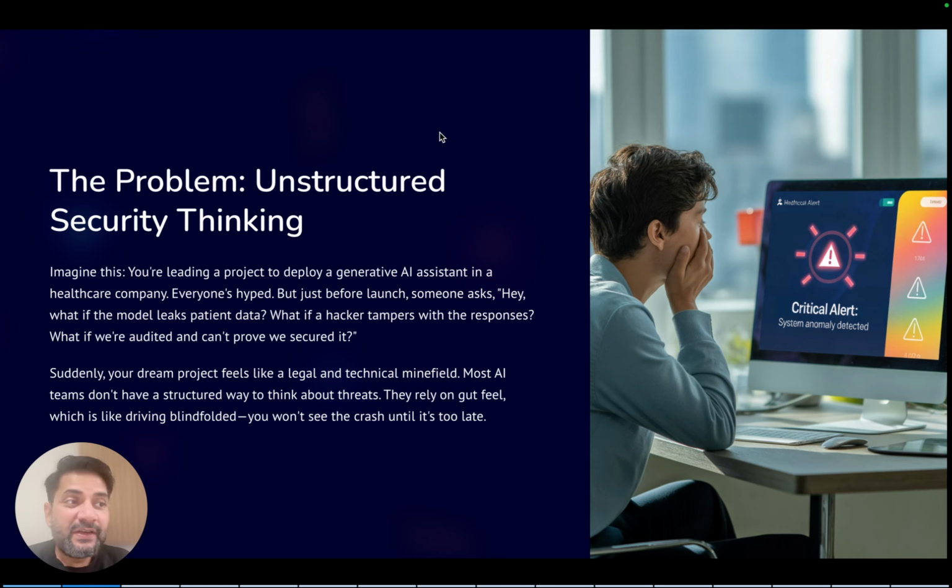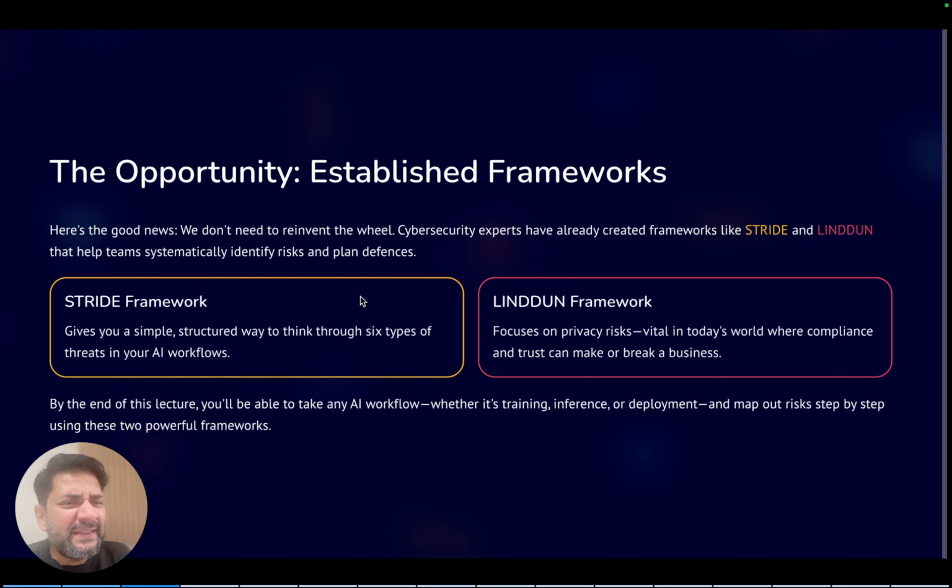Most AI teams don't have a structured way to think about threats. They rely on gut feel, which is like driving blindfolded. You won't see the crash until it's too late. But here is the good news: we don't need to reinvent the wheel. Cybersecurity experts have already created frameworks like STRIDE and LINDDUN that help teams systematically identify risks and plan defenses.